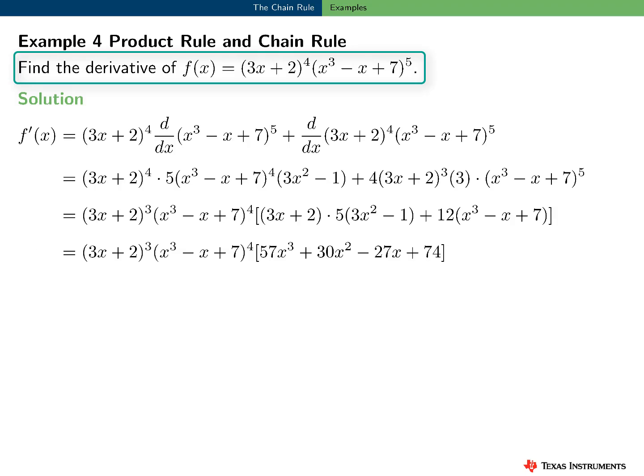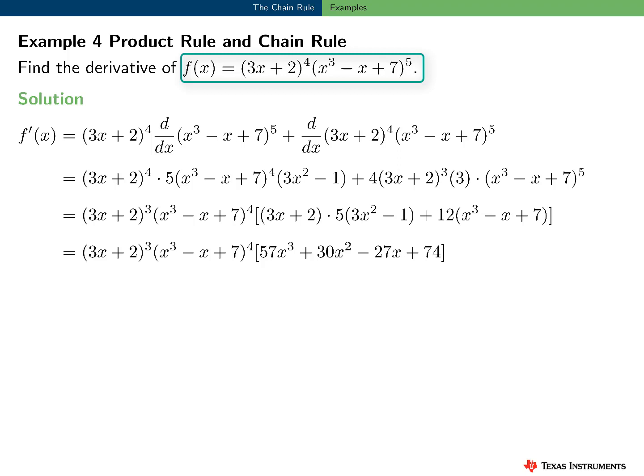Here's an example that involves both the product rule and the chain rule. Suppose f is a function defined so that f of x is equal to this expression. Let's see if we can find the derivative of f. We need some good calculus vision to solve this problem.